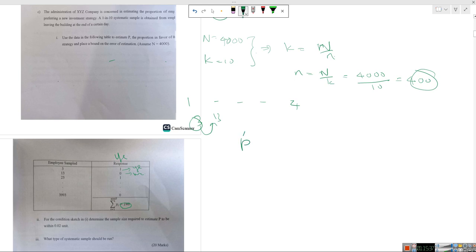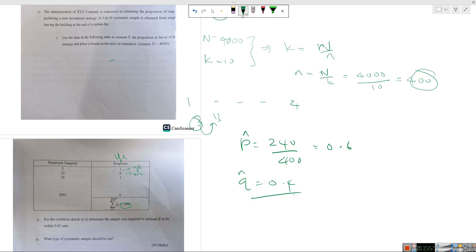So p head is equal to 240 divided by 400. Out of 400 only 240, so this is 0.6. So q head is equal to 0.4, right? We can tell, because these are the probabilities, right? Proportions mean that they should add up to 1.